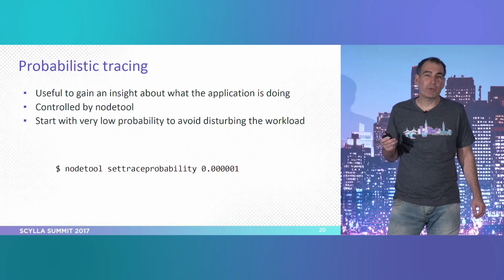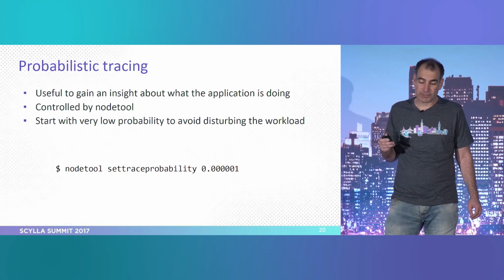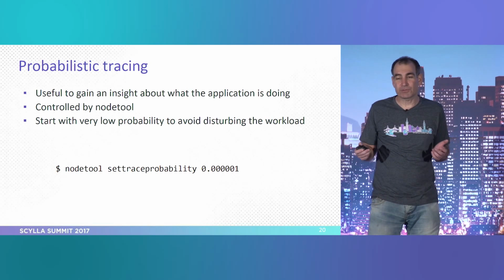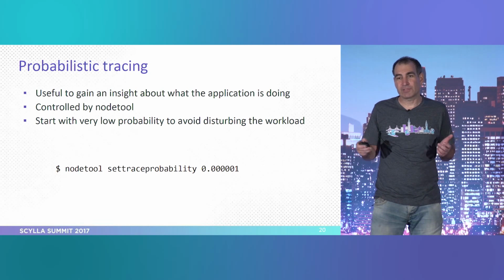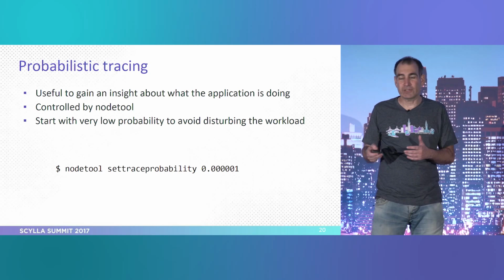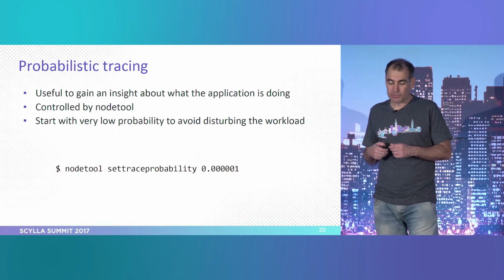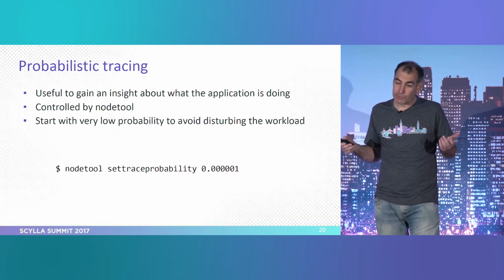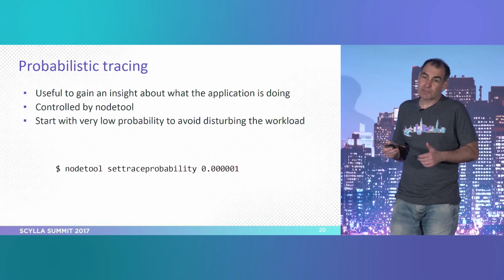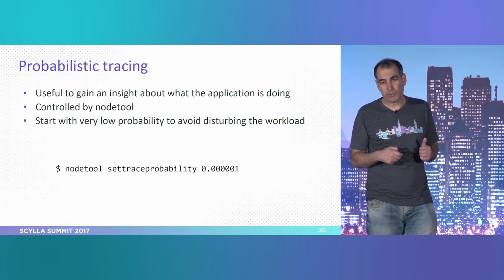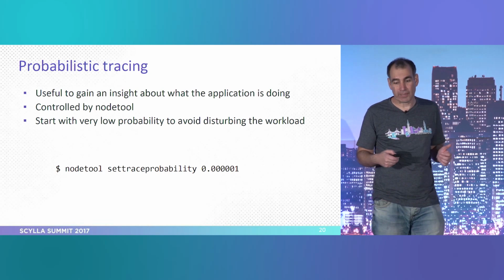And it's really recommended to start with a very low probability. If you start with a high one, then what ends up happening is that all of the system throughput is dominated by writing the tracing output instead of actually doing your work. So use a really low number. If you don't get enough samples, then you can increase it later. But it's a lot better to start low and increase than start high and then panic.